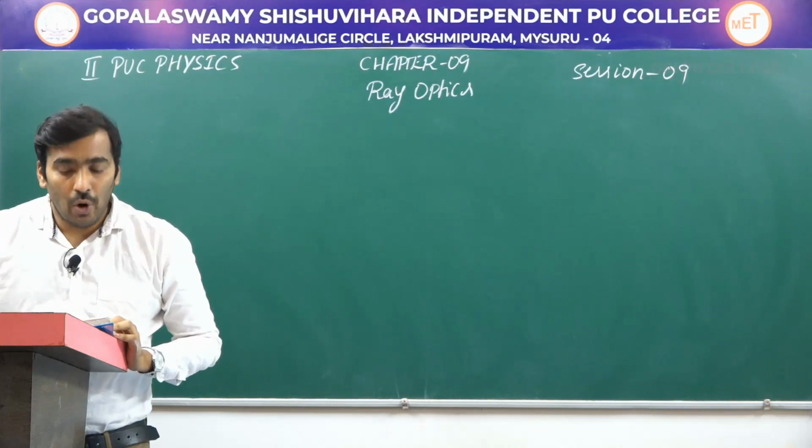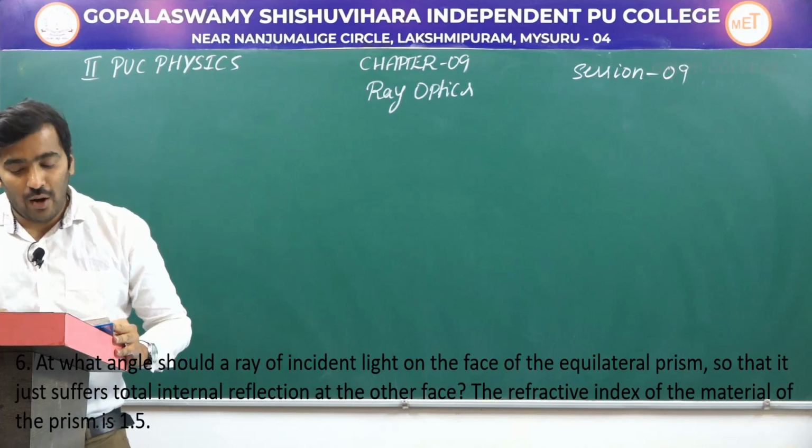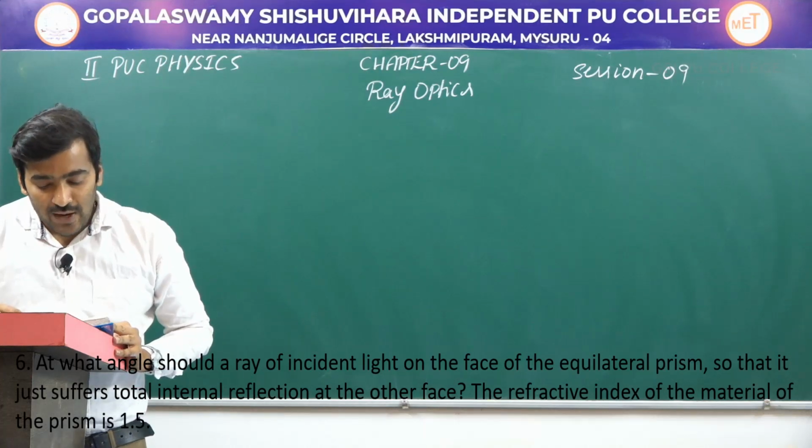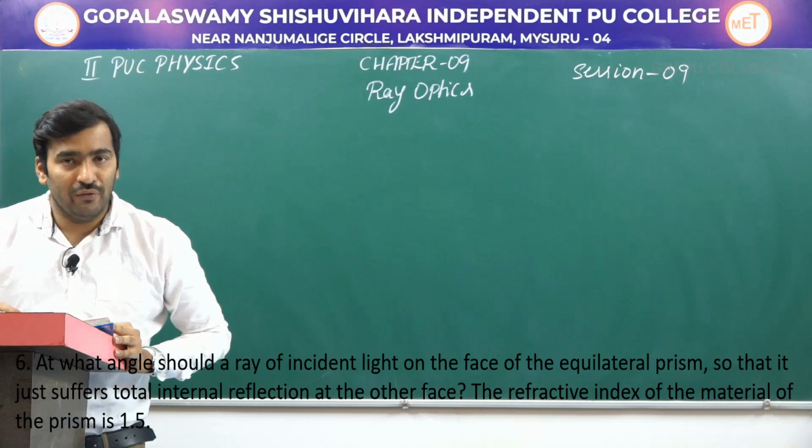Let's continue with some more problems. The next problem is, at what angle should a ray of light incident on the face of an equilateral prism so that it just suffers total internal reflection at the opposite face? The refractive index of the material of the prism is 1.5.